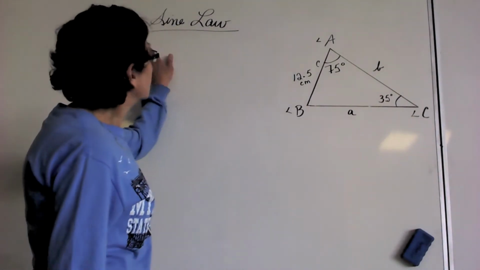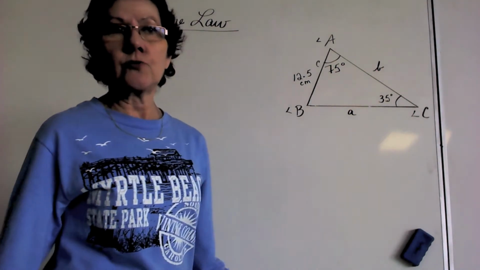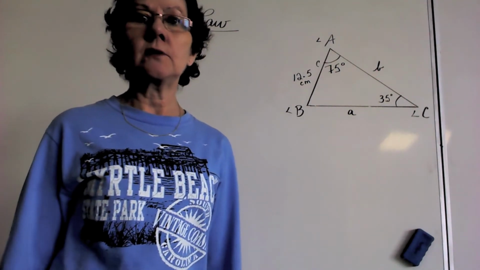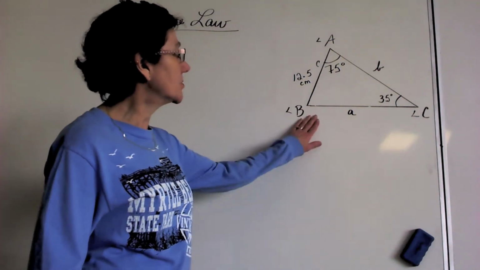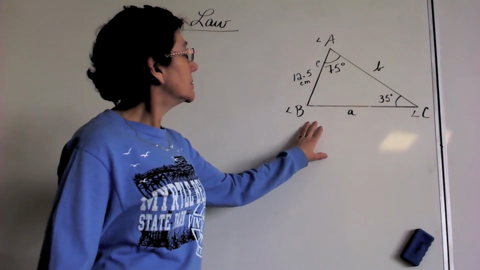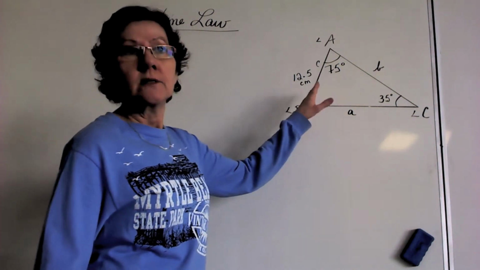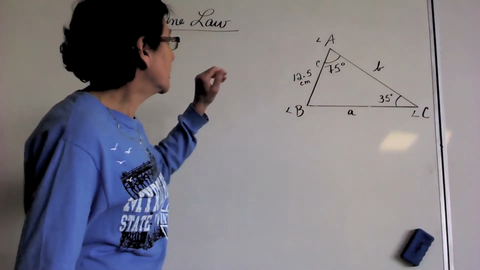Today we're going to cover sine law. Sine law is used in a triangle that is not a right angle triangle, where our trig ratios will not work. It's an oblique triangle, so the trig ratios can't be used. Again, it's a relationship between opposite sides and angles. I'm going to write up our equation.